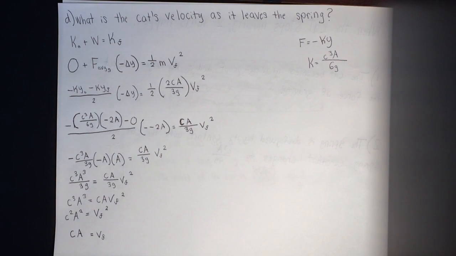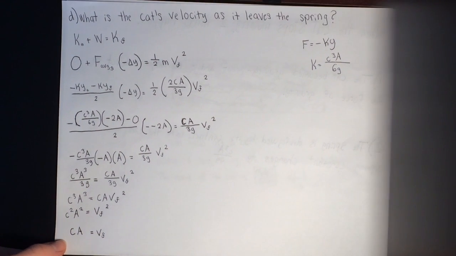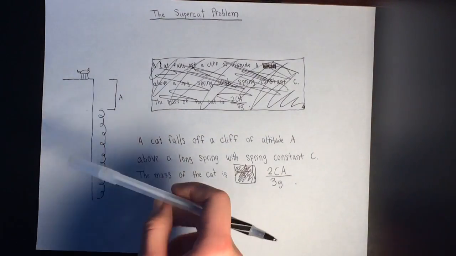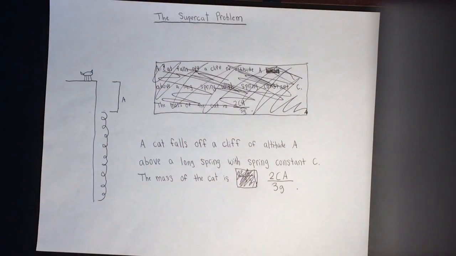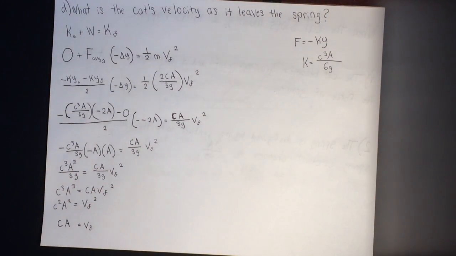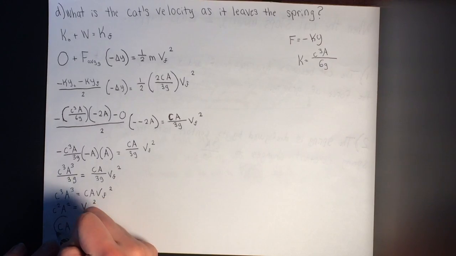And remember, when we take the square root, it could be the positive square root or the negative square root. But as the cat leaves the spring, it's going upward, so its velocity is positive. And we know that c and a are both positive because c was the original spring constant, and a spring constant can't be negative. And the distance a was also positive. So that's the answer to D.